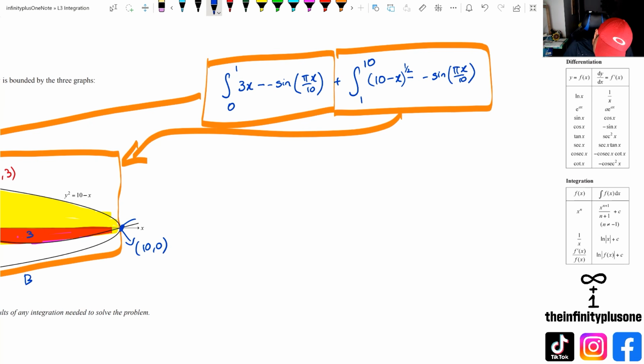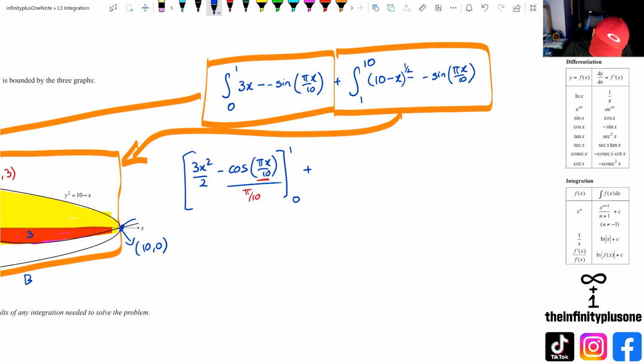Let's try this again. So we've got 3x squared over 2. Negative sine is plus sine, so the integral of plus sine is negative cos. So we're going to get negative cos pi x over 10. Now you've got to divide that by the differentiation of this bracket here, which is pi over 10. And all of this is between 1 and 0. Then we've got plus 10 minus x.